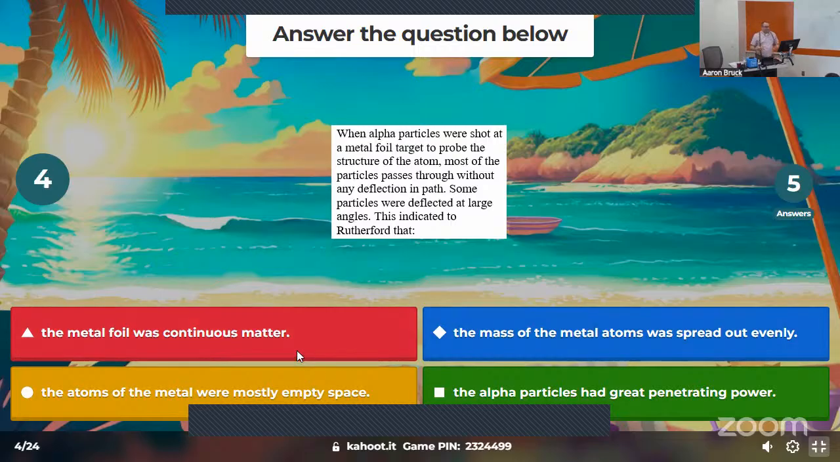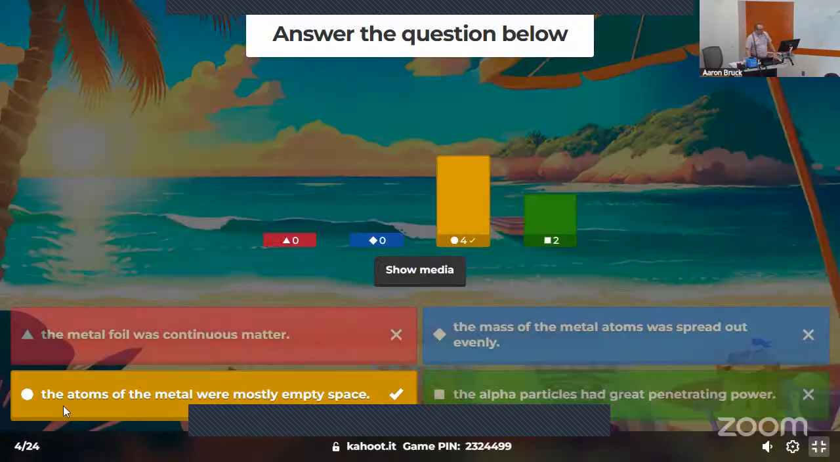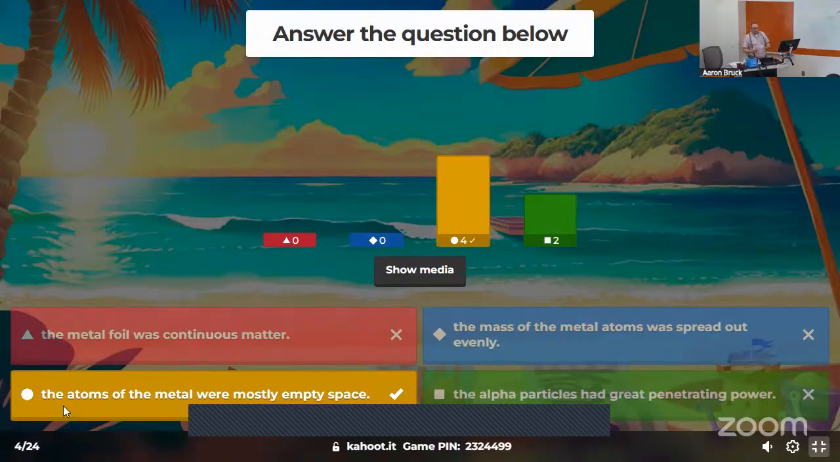the biggest takeaway from Rutherford was this: the atoms were mostly empty space. Why are they mostly empty space? Well, the big heavy particles are going straight through the foil. If the gold was as dense as we thought it was, then all of those particles should have shot back, because gold is so much heavier and more dense than helium.